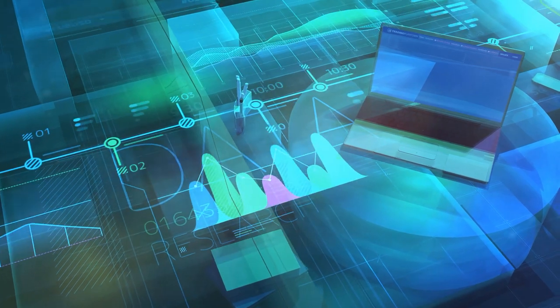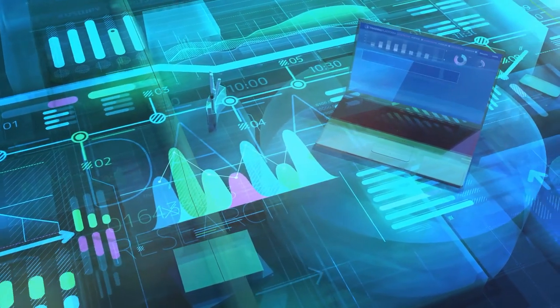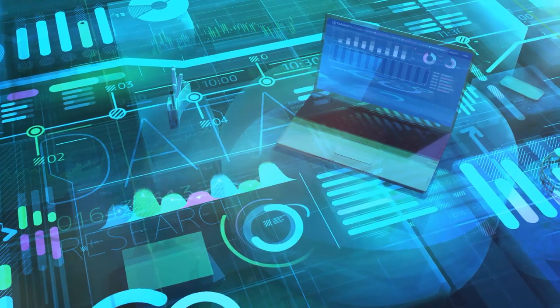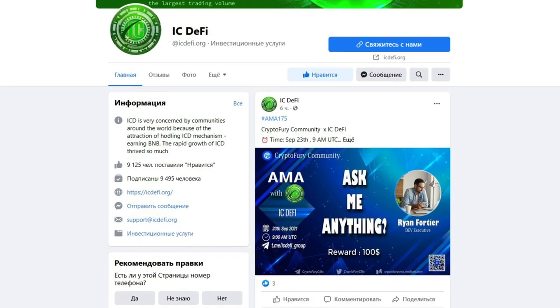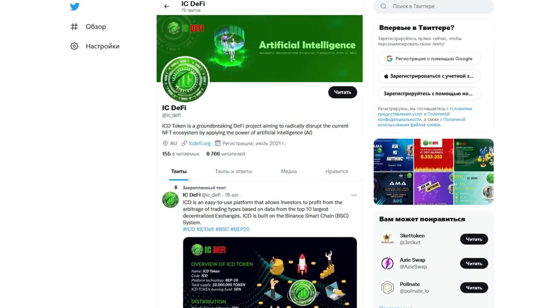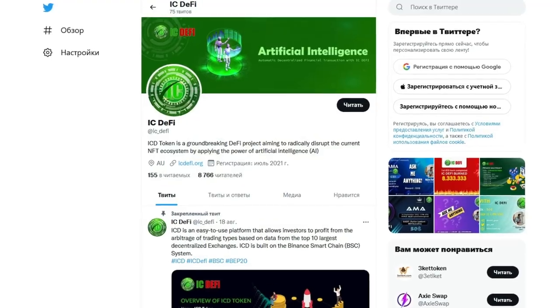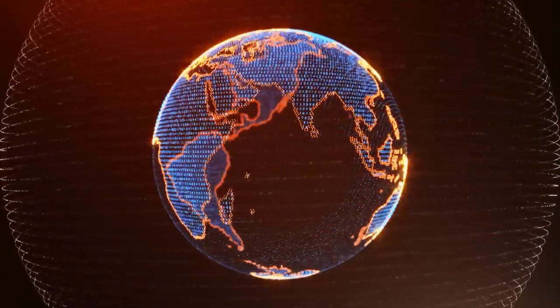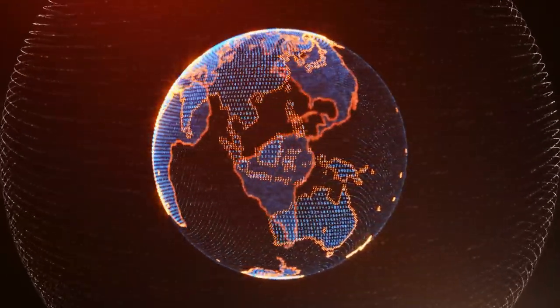IcDefi is a promising project that in the future may surprise us with new and unique approaches to the development of DeFi. The developers are actively developing their social networks and constantly informing their users about the latest news and upcoming events. Let's keep an eye on the future of this project together and support it.